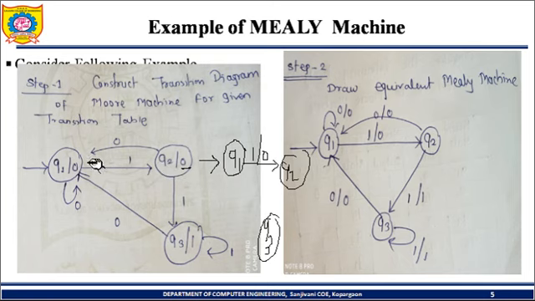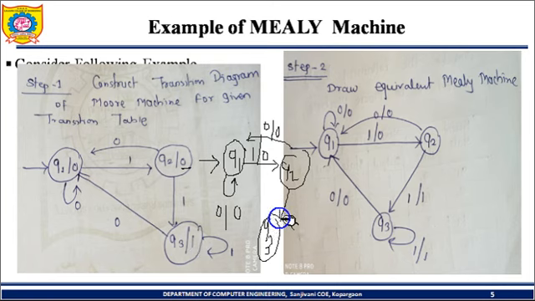Now next, Q1 after receiving 0 it will stay in the same state, and for Q1 the output is 0. So I need to show 0 output. Now for Q2 after receiving 0 it will be in Q1, and for Q1 the output is 0, so I need to assign it to the transition.